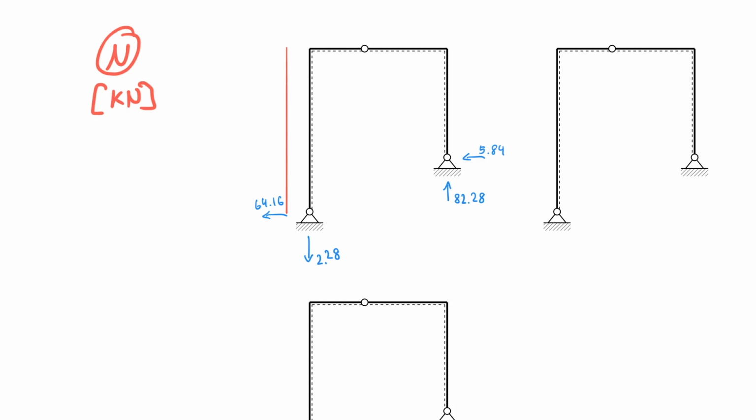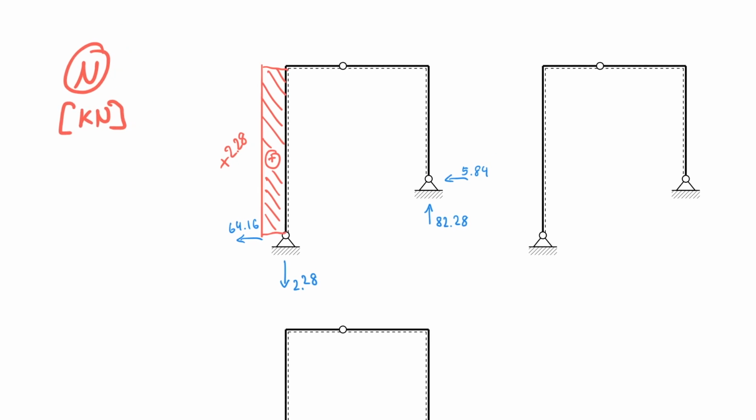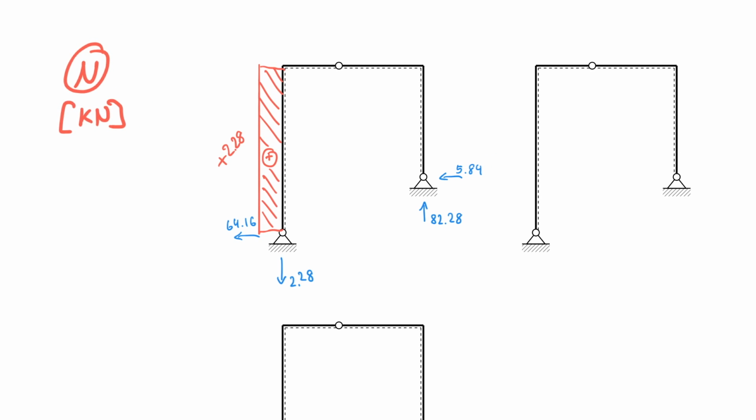So my member 1 and 2 actually look like this. So this is positive, and that would be positive 2.28. And this is the first diagram, or the first part of the diagram, the normal force diagram. The next easier one is the 82 on the right. So let's look at that one.